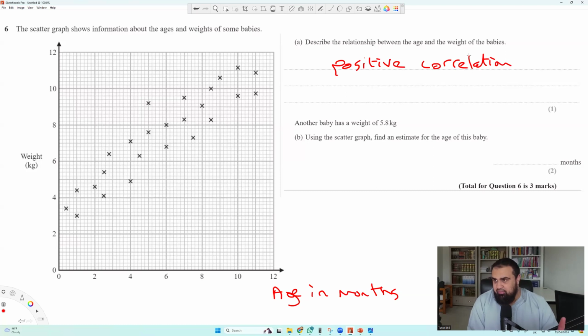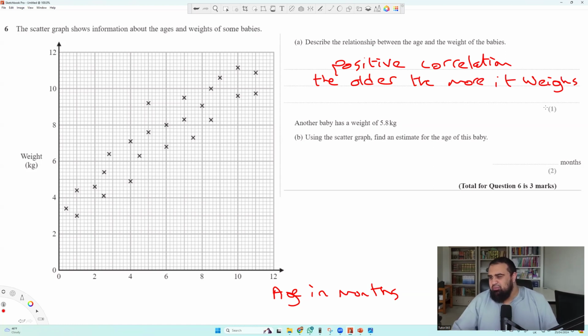And you have to describe it. So you can't just chill there. And I think you should get 1 mark for this, but just because of my OCD, which is no joke, I shouldn't be making a joke about that. Because of my overthinking: positive correlation, the older the baby, the more it weighs. That's more of a description, isn't it? Right, guys? Like you saying positive correlation, I guess. But if you say the older the baby, the more it weighs.